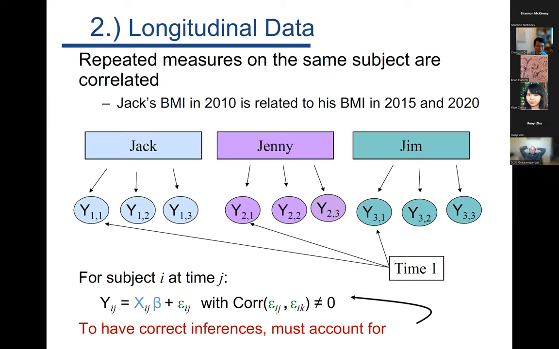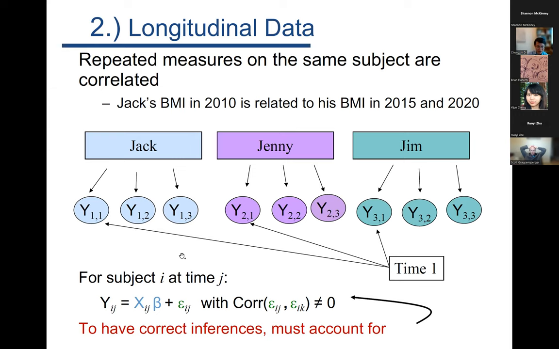Now let's look at longitudinal data, where you have repeated measures on the same subject. Just to give a toy example, say you have three people: Jack, Jenny, and James. For each of them, we have BMI measurements at three different time points: baseline, year one, and year two. I'm using the notation yij, where the first index is the subject and the second is the visit or time. So everybody has three measurements.